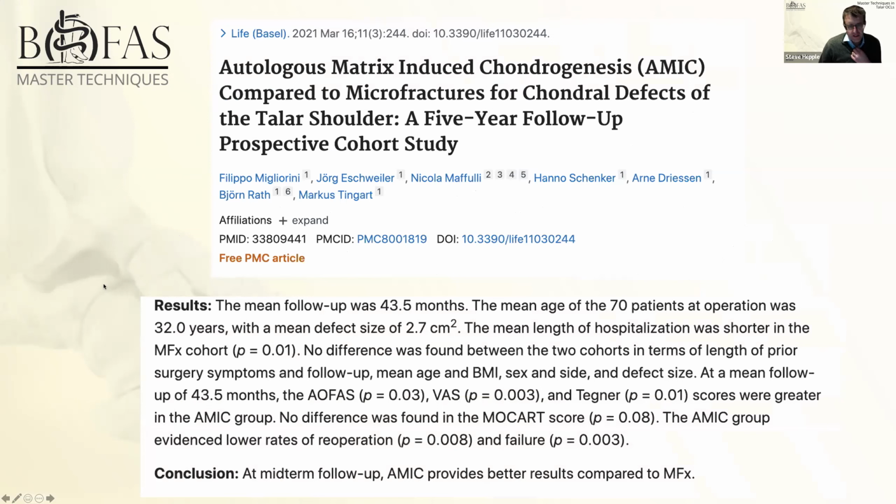So despite my initial skepticism 10 years ago, it does appear that the best evidence we have is slowly turning towards AMIC being better than microfracture alone. This one had an average size lesion of 2.7 centimeters squared. So it seems to be, certainly in the bigger lesions, there's enough indication out there to do this as a primary procedure. And in the smaller lesions, it's perfectly reasonable to stick with the microfracture technique.